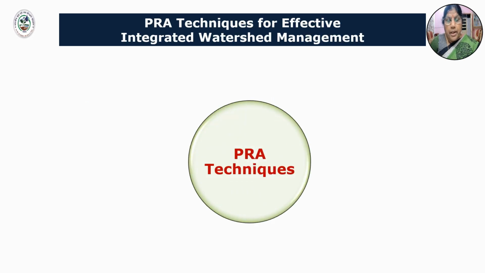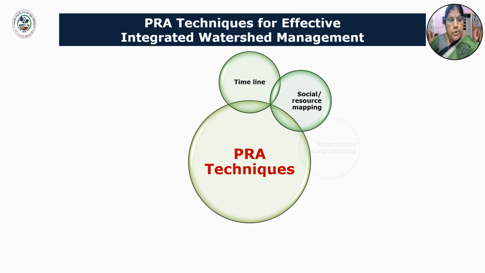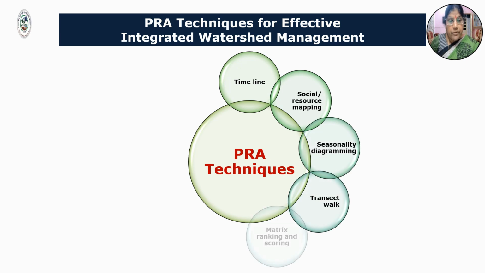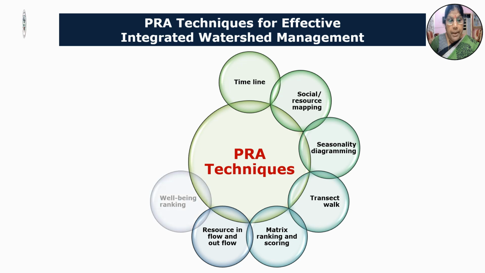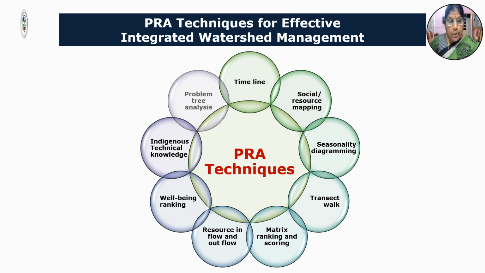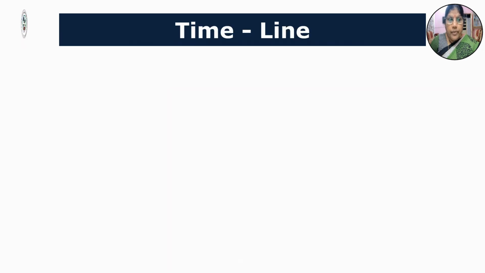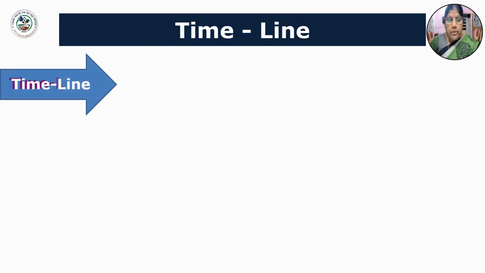Coming to the various PRA tools that could be used for watershed planning, one is timeline, followed by social mapping or resource mapping, seasonality diagramming, transect walk, matrix ranking and scoring, resource inflow and outflow diagramming, well-being ranking or wealth ranking, indigenous technical knowledge, and problem tree analysis. There are many other techniques also, but these techniques are more relevant for watershed planning. Now I shall explain one after another. The first one is timeline.